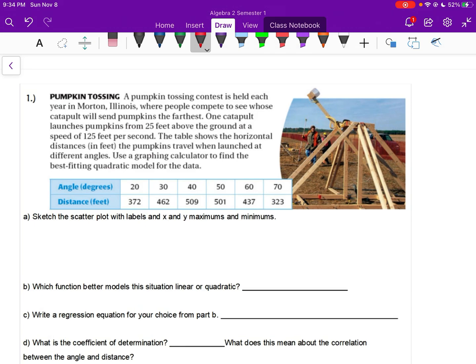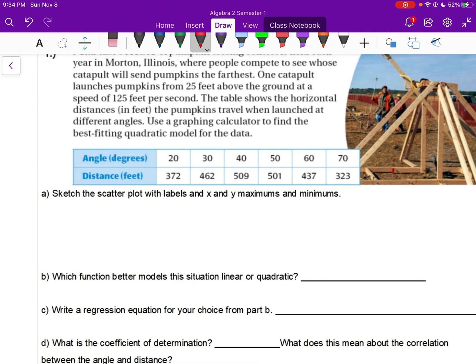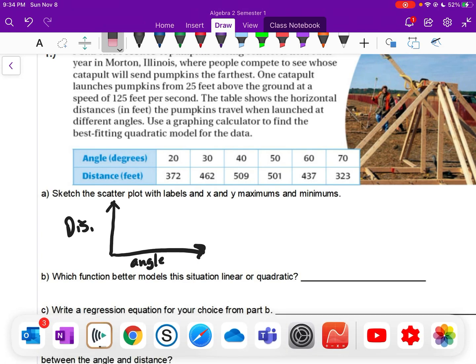Anytime we did regressions, we always did a scatter plot. So that's the first thing we need to worry about. And since it's a real-life situation, all we're going to worry about is the first quadrant. There are three parts to a scatter plot: the scale, the labels, and your actual scatter plot. We can take care of the labels right away. We'll have our x-axis be the angle, and the y be the distance. From there, we need to plug in this information to get our scatter plot and our scale.